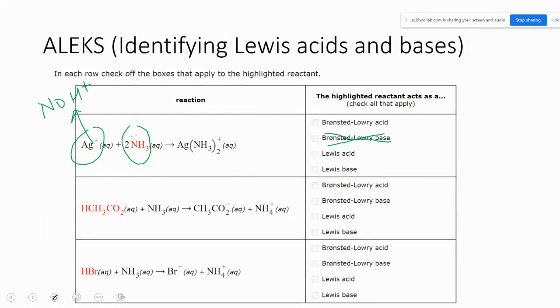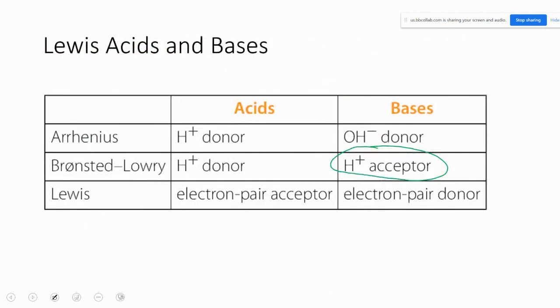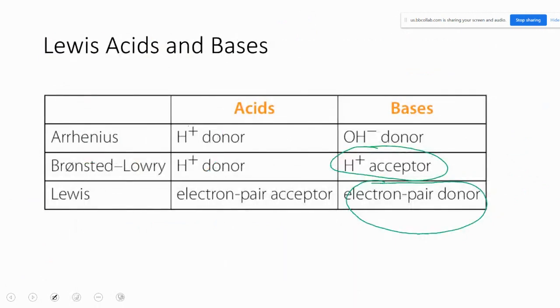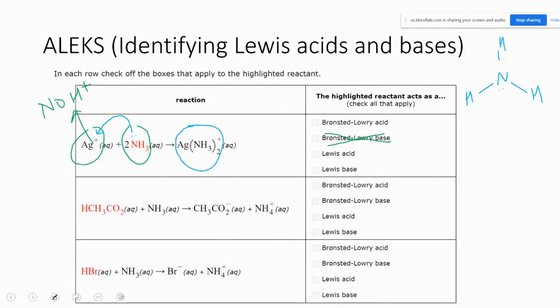Now let's look at my definition of Lewis. A Lewis base is an electron pair donor. What is happening here in this reaction? Is there an electron pair on ammonia? Remember, if you draw the Lewis structure of ammonia, it looks like this. The nitrogen is going to have a lone pair on it. This lone pair has been given to Ag plus, and that's how you form the bond. Since NH3 is the electron pair donor, that's why ammonia is defined as the Lewis base here.